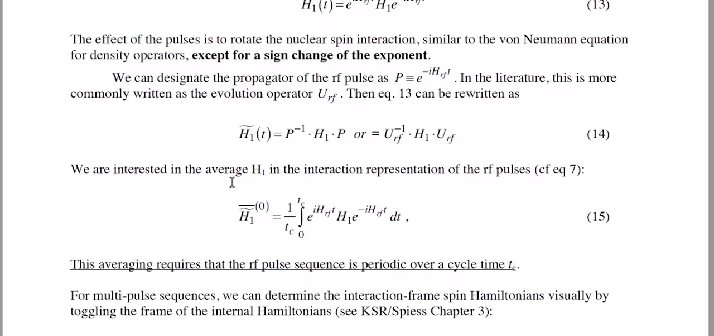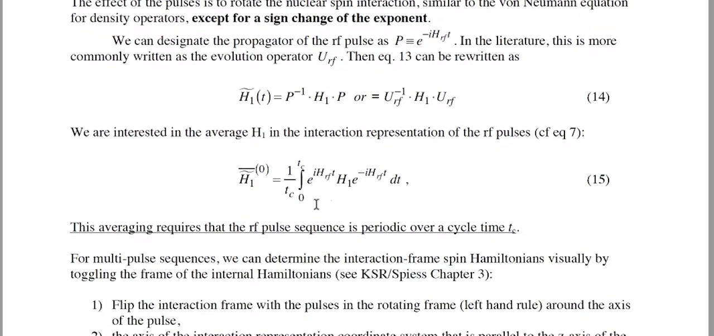But the point that we really want to get to is that we want to figure out the average H1 in this interaction frame where the effect of the RF pulses has been transformed away. So I really just need to think about what's the average local field. The average notation-wise is H tilde with an average bar at the top. Mathematically, you take equation 13, e to the i H RF t times H1 times e to the minus i H RF t, and average that over the time during which your pulses are active, dt, and then you integrate.